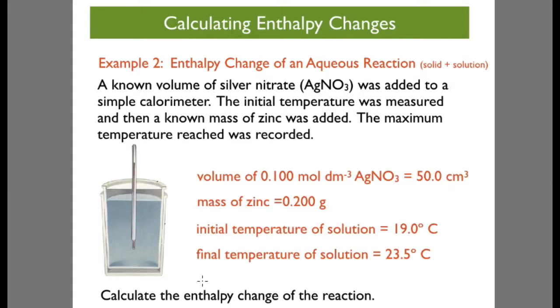A known volume of silver nitrate was added to a simple calorimeter. The initial temperature was measured, and then a known mass of zinc was added. The maximum temperature reached was recorded. Let's see what we're given. We've got a volume of a given concentration of silver nitrate, so we've got volume and concentration. We've got the mass of zinc, which means we can work out moles of this, and we can work out moles of this, can't we? We've got the initial temperature of the solution and the final temperature of the solution.